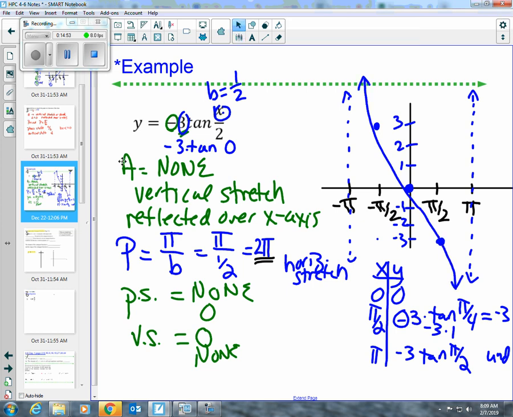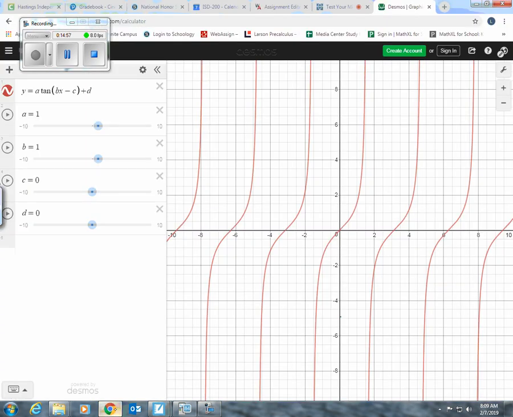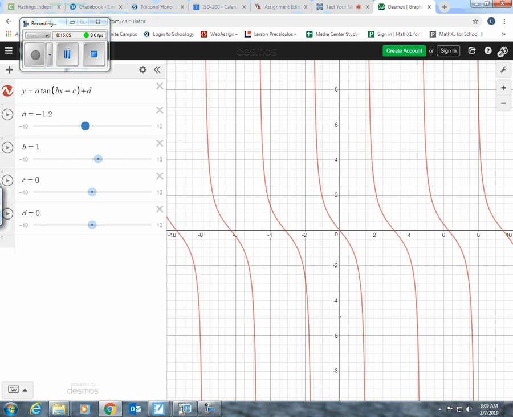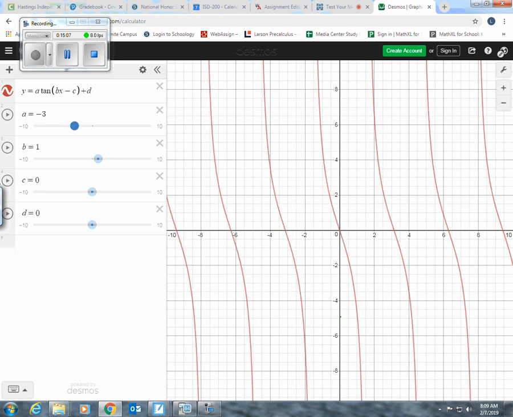So if we take a peek at our Desmos here, I'm going to try to get this in there for you so you can see what that would look like. So we put in an A value of negative 3. Watch what happens when we do an A value of negative 3. Watch what happens to the graph. So it flipped and it got steeper, right? So we're looking at that one in the middle.